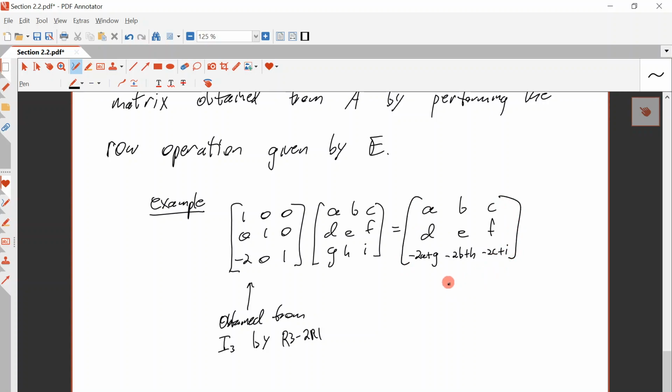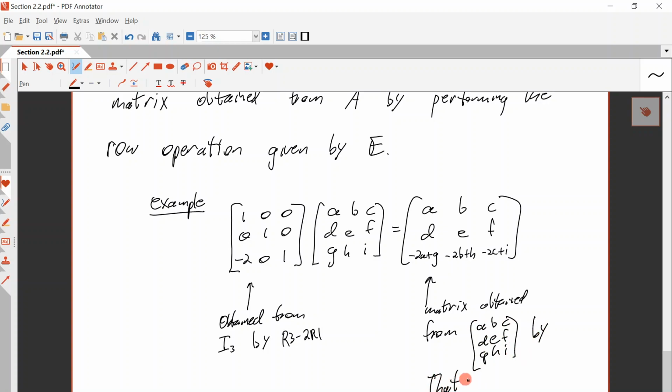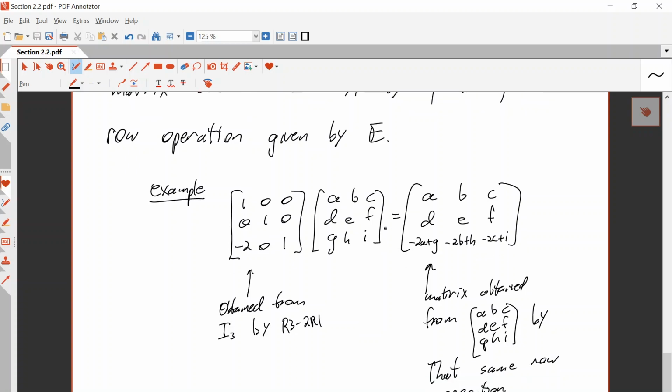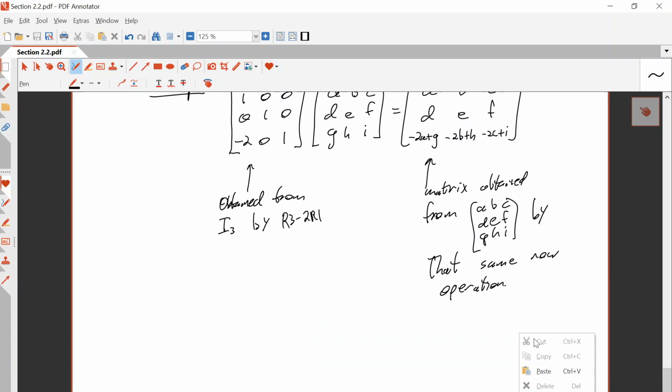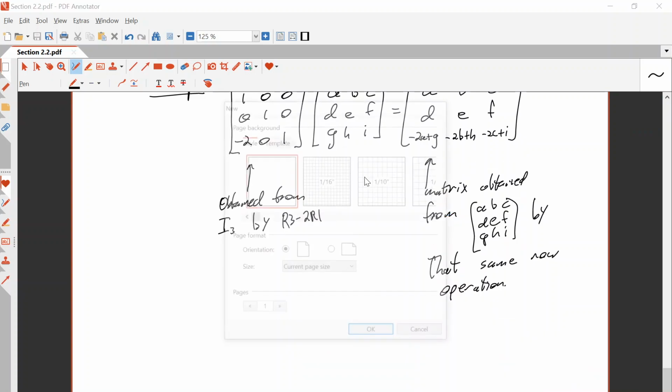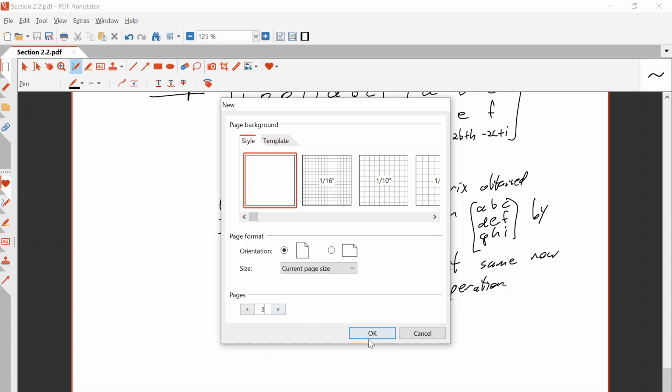Right? So this is the matrix obtained from A, B, C, D, E, F, G, H, I, by that same row operation. Okay? So elementary matrices do row operations. They encode the row operation algebraically in a fairly obvious way. And that's one of the cool things about them. All right.